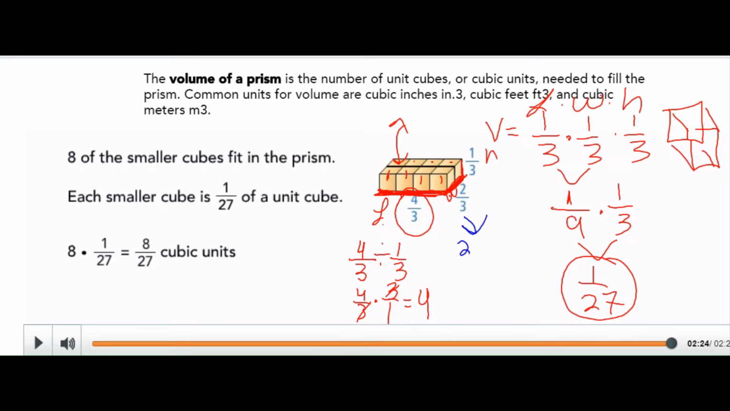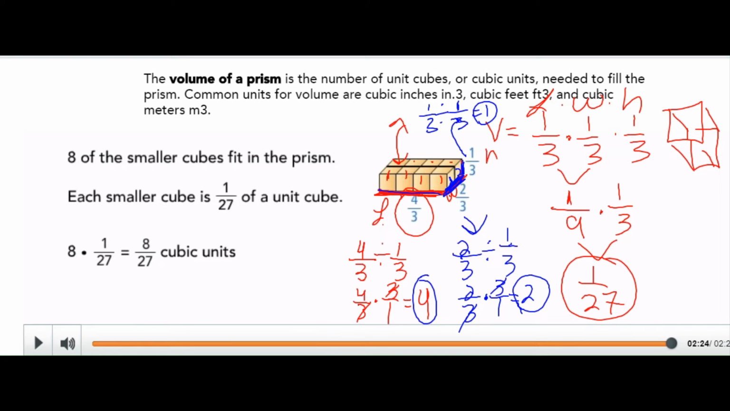So how many one-thirds are in this two-thirds right here? That's division, right? How many one-thirds are in the two-thirds on the side? We can't have division next to division, so we have two-thirds, and we multiply by the reciprocal of the divisor, and we'll end up with 2. And then we have to do the same thing for the height, which is one-third divided by one-third. Anything divided by itself equals 1. So we have 1 cube for the height, 2 cubes for the width, and 4 cubes for the length. So we have a total of 4 times 2 times 1. We have a total of 8 one-third edge length cubes.